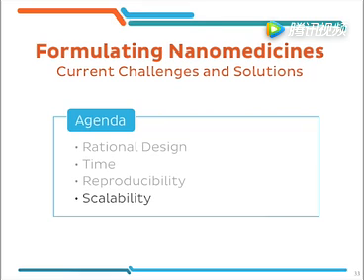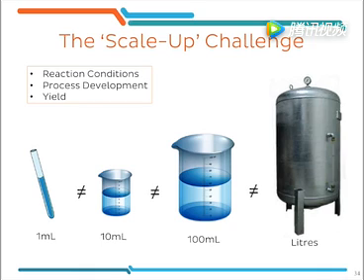Okay. Now that we found a way to prepare rationally designed particles in a time-efficient and reproducible manner, comes the real challenge when you think of getting a commercializable product. Namely, how do I translate a small-scale formulation into a large-scale production? Making 1 milliliter in a test tube is not the same as making it in a small or large beaker, let alone in a large container of several liters.